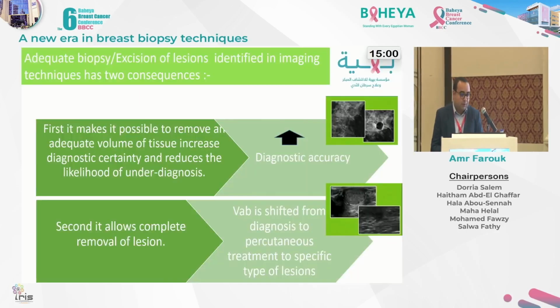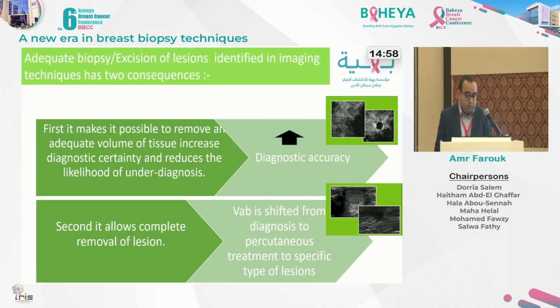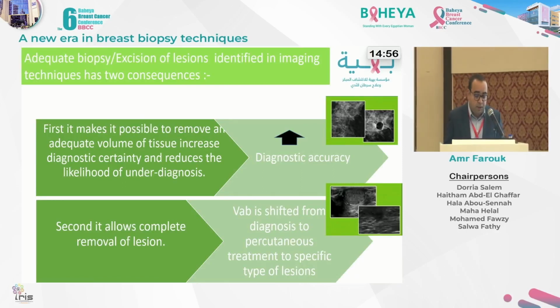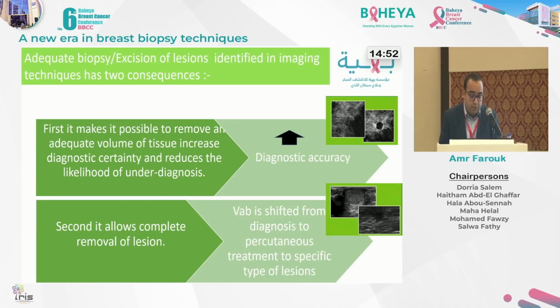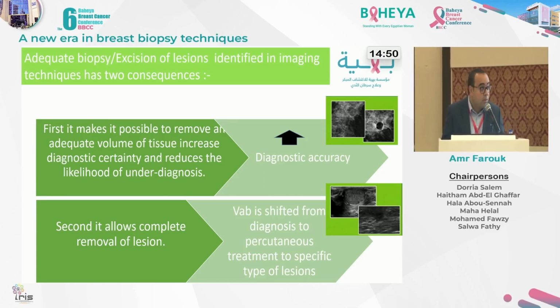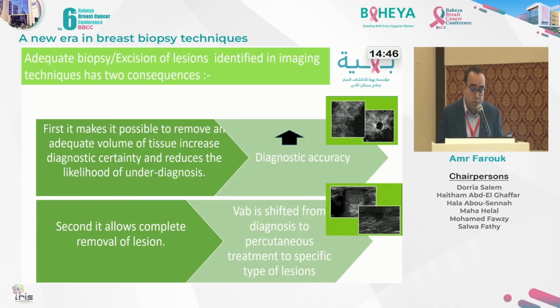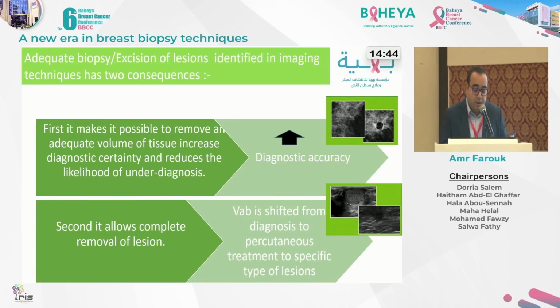Dr. Amr: Thank you. First, adequate biopsy and excision of lesions identified by imaging techniques has two consequences. First, it makes it possible to remove an adequate volume of tissue, increasing diagnostic certainty and reducing the likelihood of underdiagnosis. Second, it allows complete removal of the lesion in selected cases. VAB has shifted from diagnosis to percutaneous treatment of specific types of lesions.